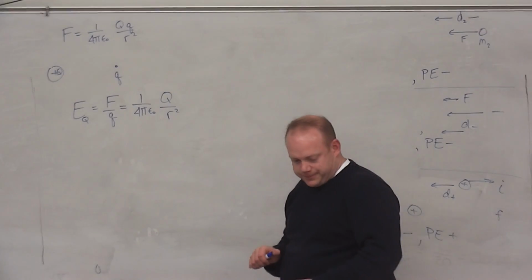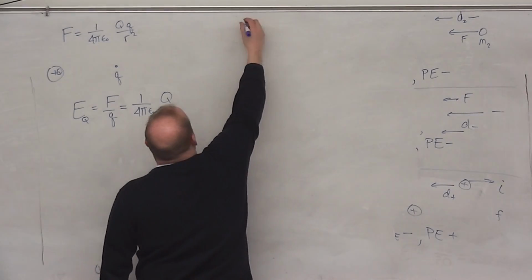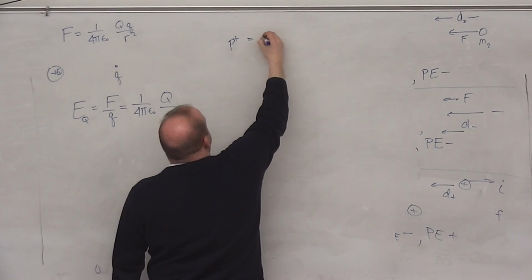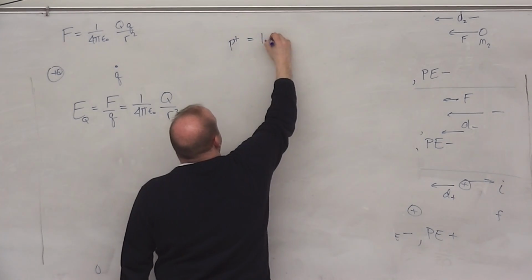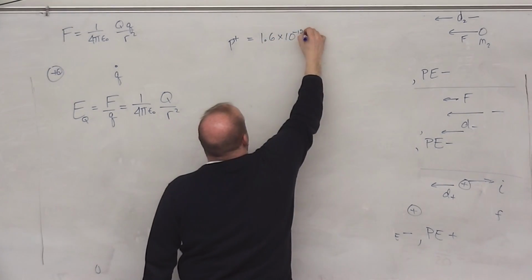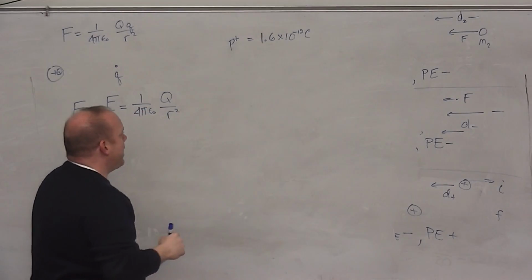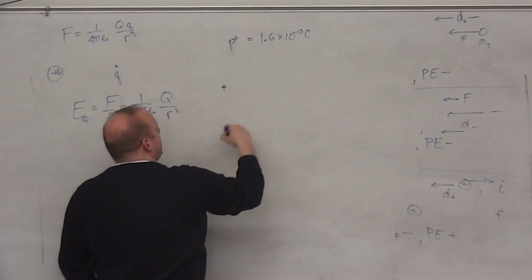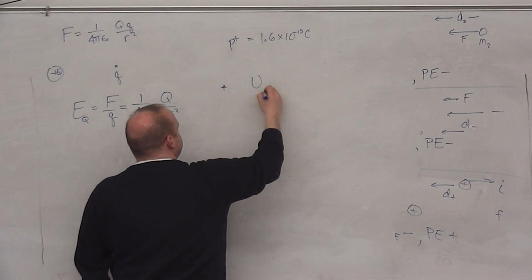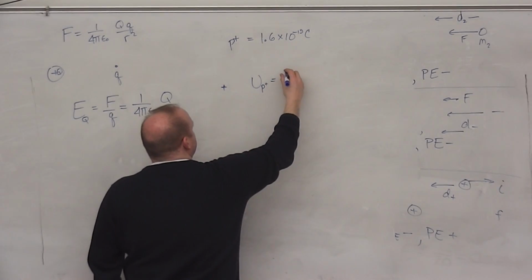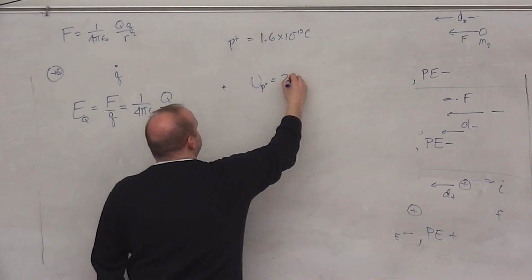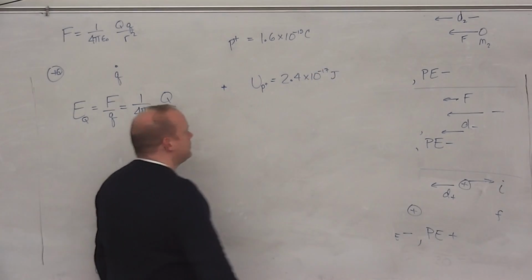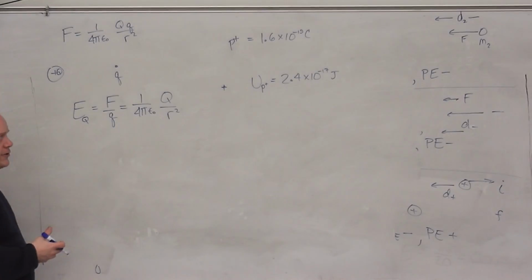So now, at some location, we find the potential energy on a proton. So we have a little proton here, a little p positive. The charge on it is equal to 1.6 times 10 to the minus 19 coulombs. So now, at this location right here, I find that the potential energy on that proton is equal to 2.4 times 10 to the minus 17 joules. It is still potential energy, so it's still measured in joules.